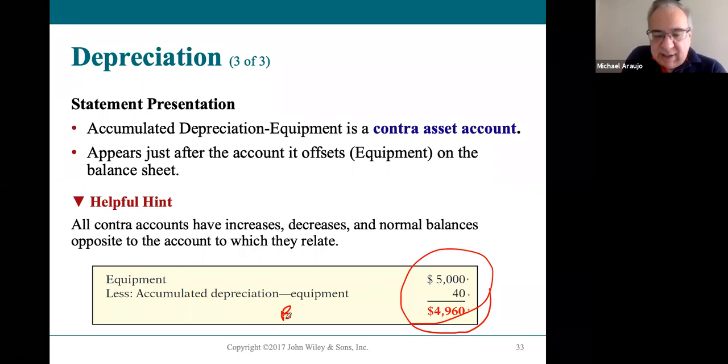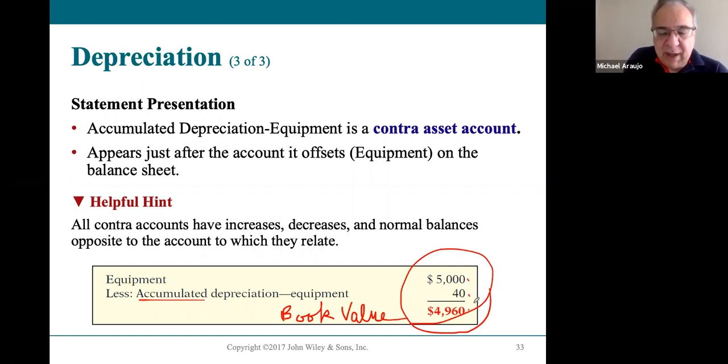So what we see on balance sheets for equipment, okay, is the book value of the equipment, the amount that we paid for it minus the amount of depreciation that has been expensed over time, thus accumulated over time. So this is something called a book value, and that's what the term means. So this is important to sort of understand how that works.